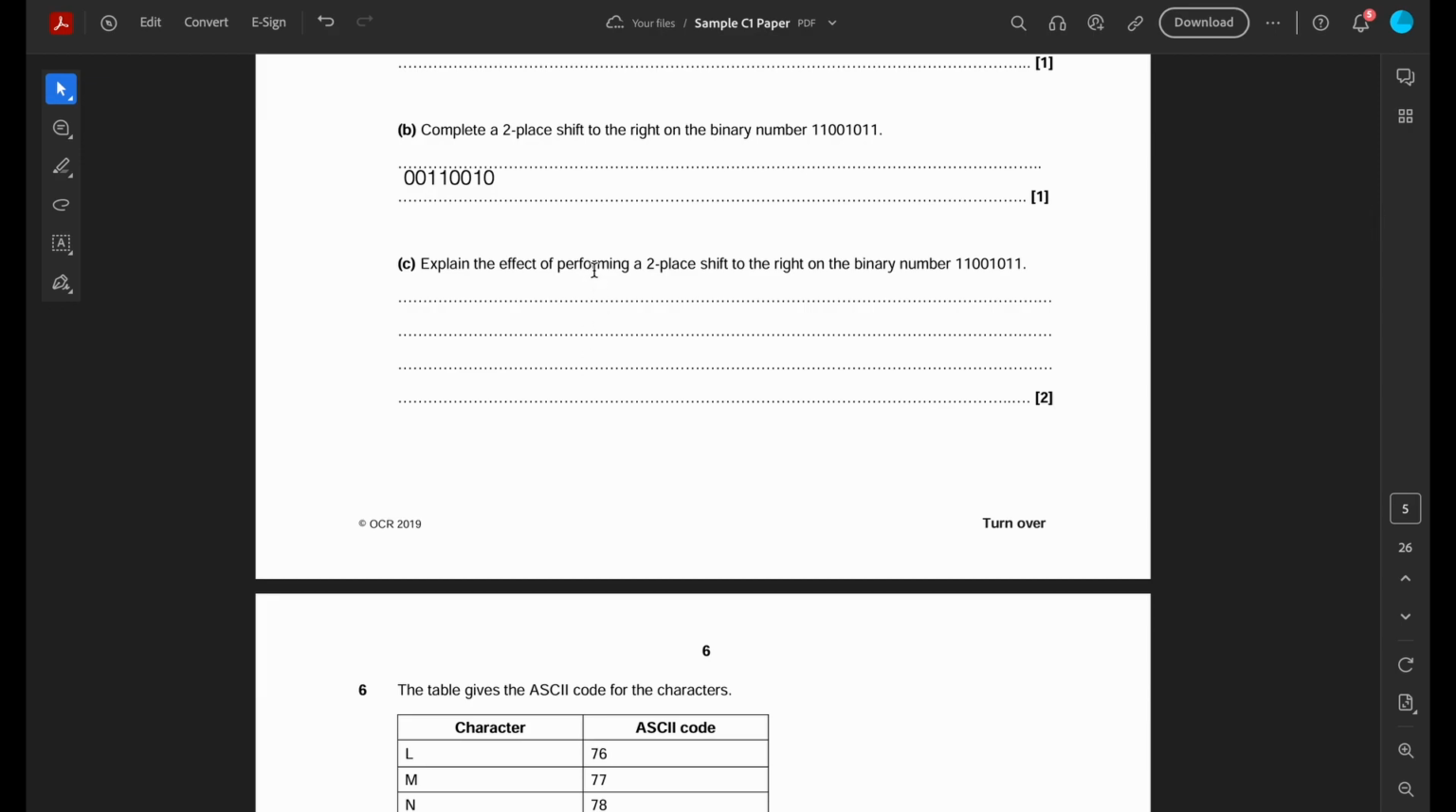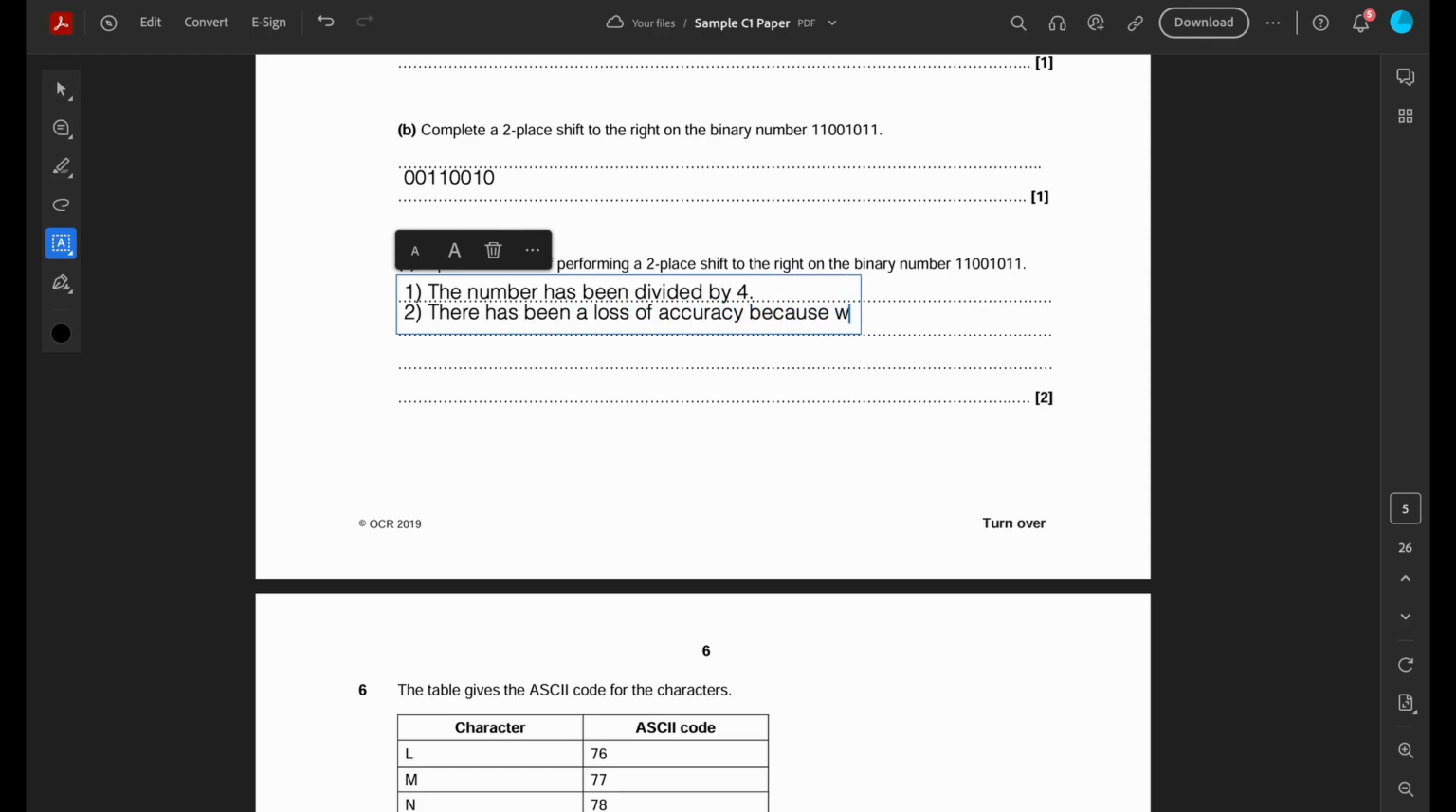Explain the effect. Now, it's a bit of a funny question. Like I said, explain the effect, singular, but it's worth 2 marks. So clearly one thing is not going to get me the mark on that. So I'm going to write 2 things down here. 1, the number has been divided by 4. And the reason I know that is each time we move it to the right, we divide by 2, then 4, then 8, etc., etc. 2, there has been a loss of accuracy because we have a binary underflow. So that answers that question there.